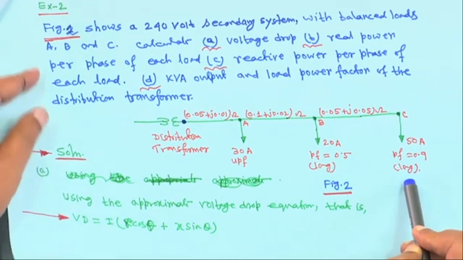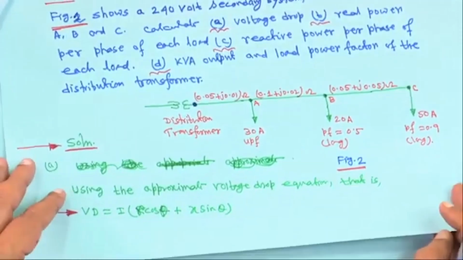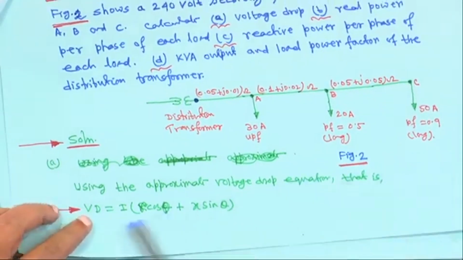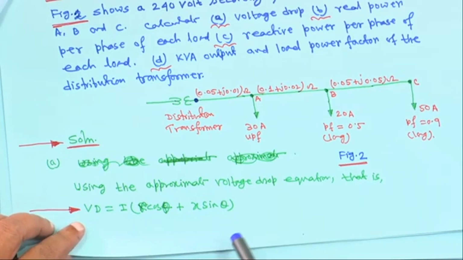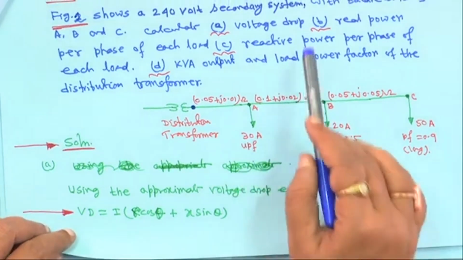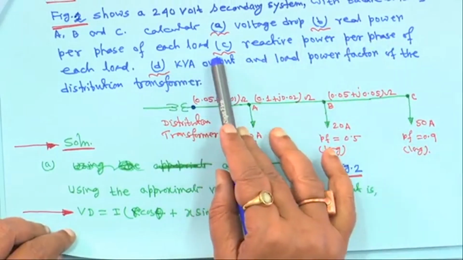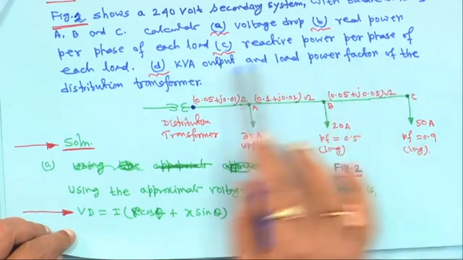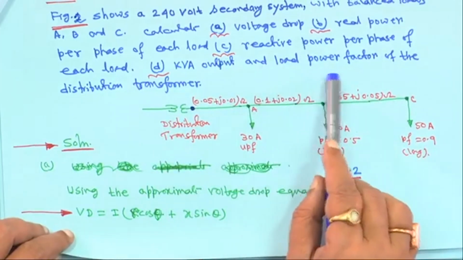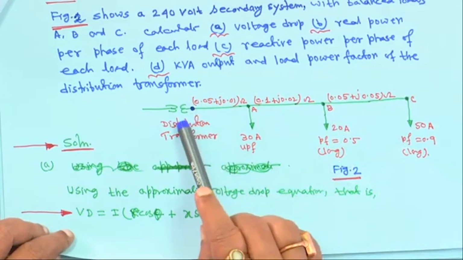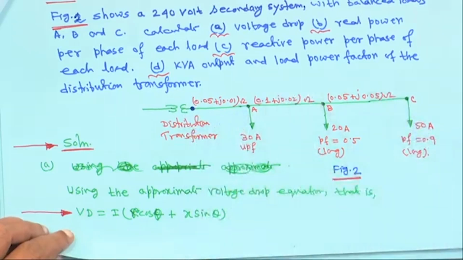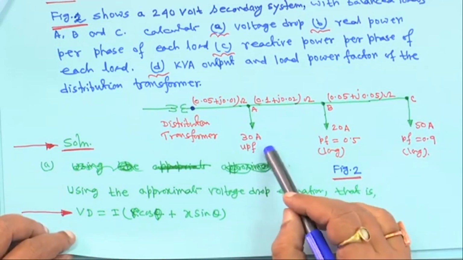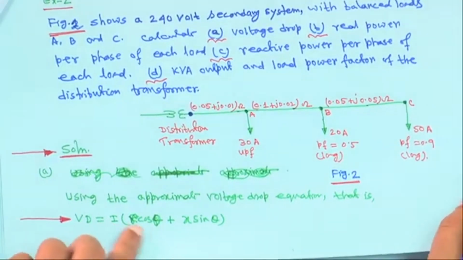So, first use the approximate voltage drop equation, that is, voltage drop approximately equals I (r cos theta plus x sin theta). This is the voltage drop equation we have just seen. So, you have to find the voltage drop, the real power per phase of each load, then the reactive power per phase of each load, and then the kV output and load power factor of the distribution transformer. This is actually the distribution transformer. I did not show the node here, but later I will show you. So, the first thing is how to calculate by the approximate method. This is the formula.